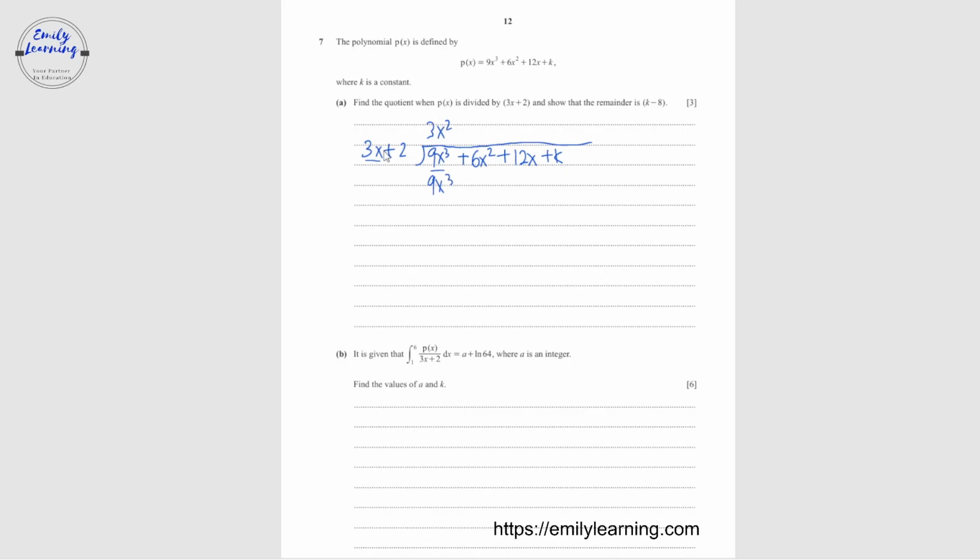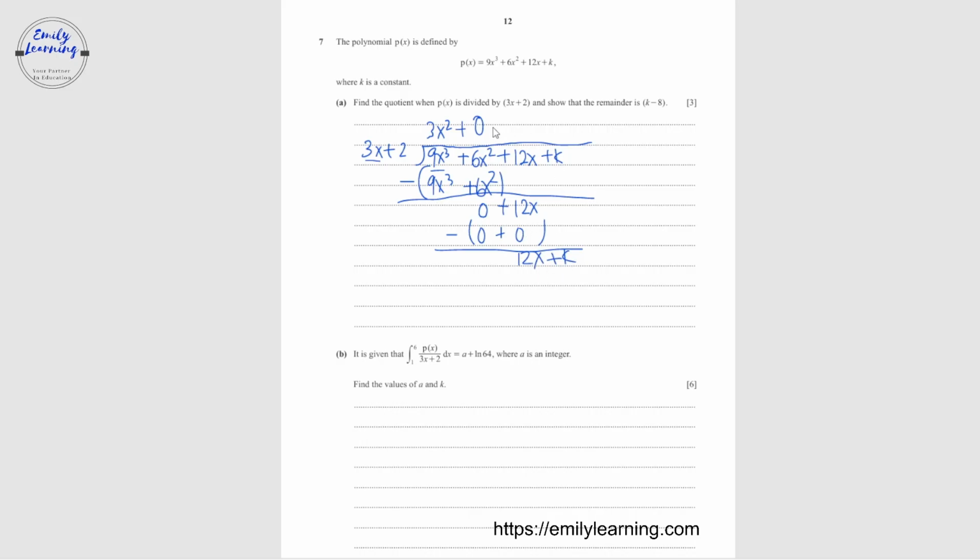Then 3x squared times 2 will give me 6x squared. Then I subtract it. 9x cubed minus 9x cubed is 0. 6x squared minus 6x squared is 0. Then I bring down 12x. Okay, so what times 3x will give me 0? Well, 0 times 3x will give me 0, right? Then I'll minus, and I'll be left with 12x, and I'll bring down my k.